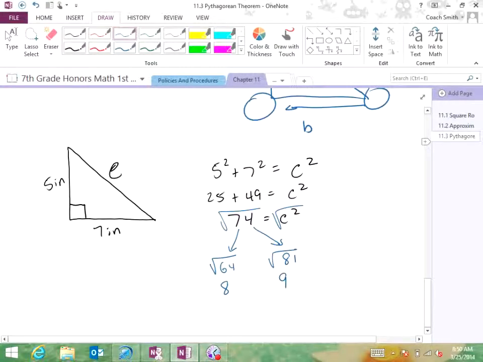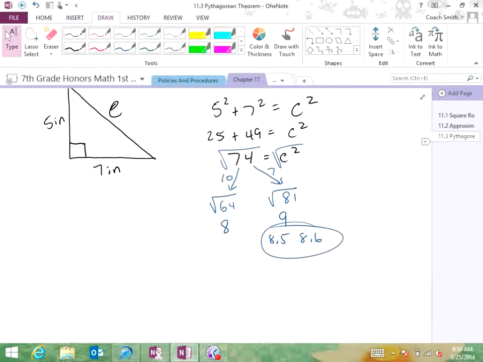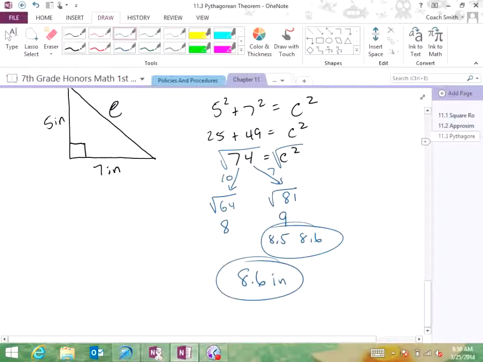Now, 74 is almost halfway in between the two numbers. So you're looking at 8.4, 8.5, 8.6, probably not the 8.4, but the 8.5 or 8.6, because it's almost halfway in between. Well, it's 10 away from that and 7 away from that, so it's actually leaning toward the 81 side. So it's for sure probably one of those two. When you multiply it out, you're going to see that it's 8.6, and that would be inches. So that's what C is equal to, 8.6 inches.